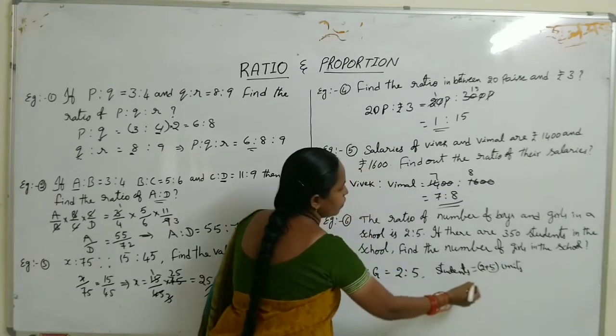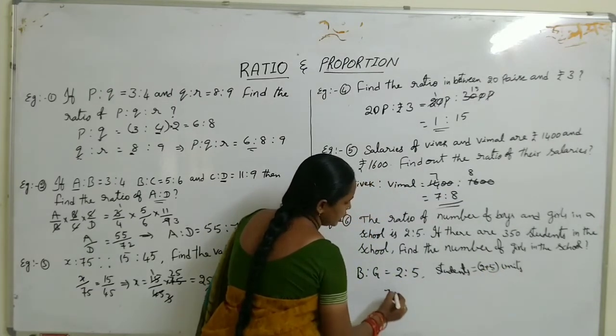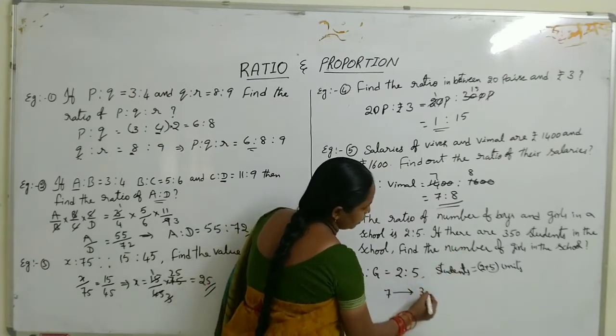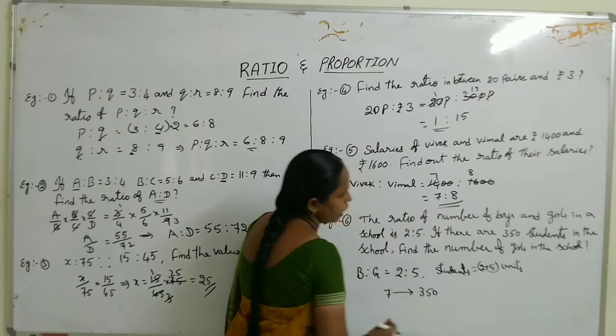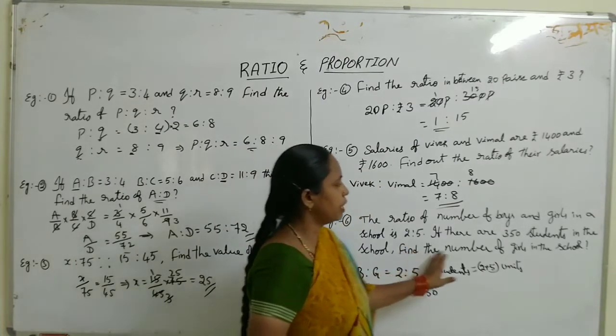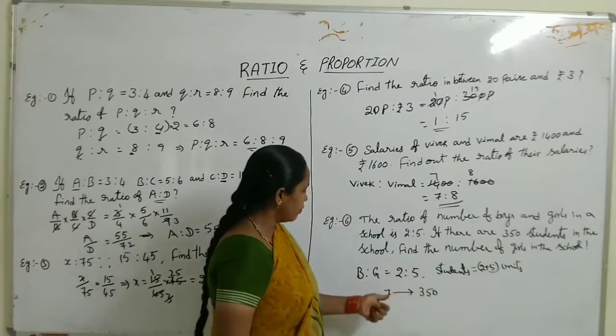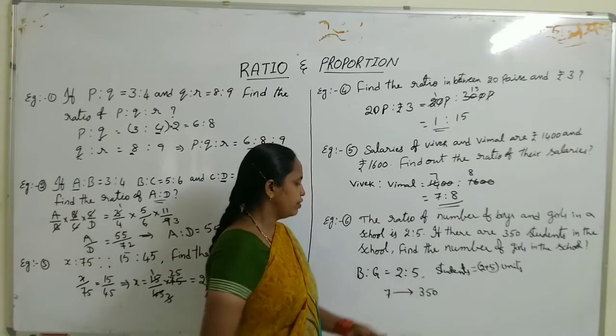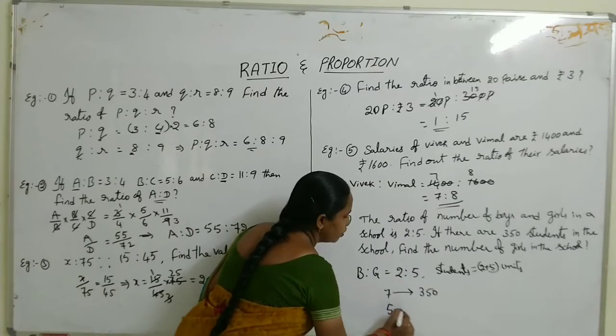Okay, the value of 7 units is equal to 350. Then what do we have to find out here? Find the number of girls. So what is the girls' unit value here? Girls is 5 units. So what is the value of 5 units?